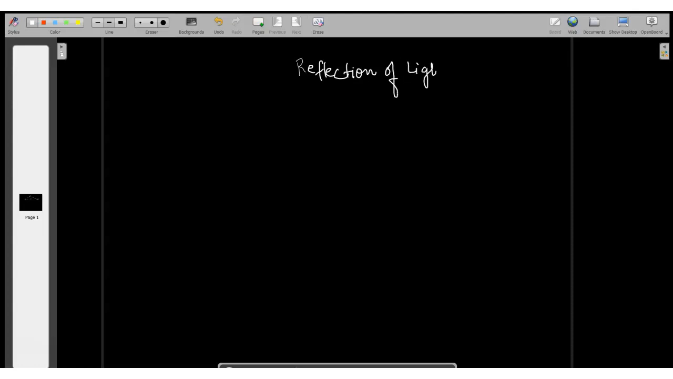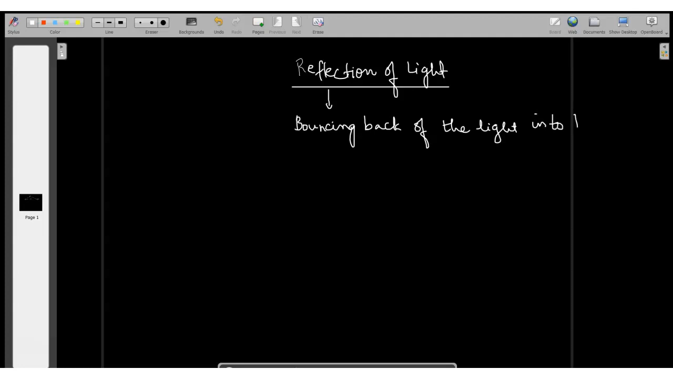What is reflection of light? You may have studied a bit in your class 7 about reflection. So reflection of light is basically bouncing back of the light into the same medium on striking a surface.